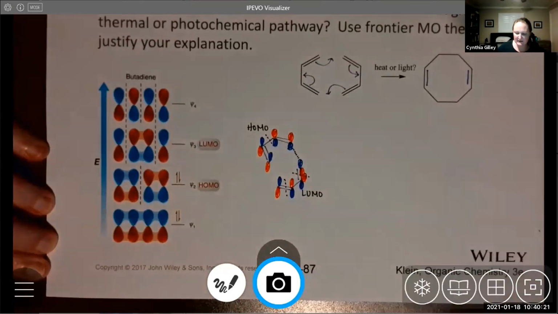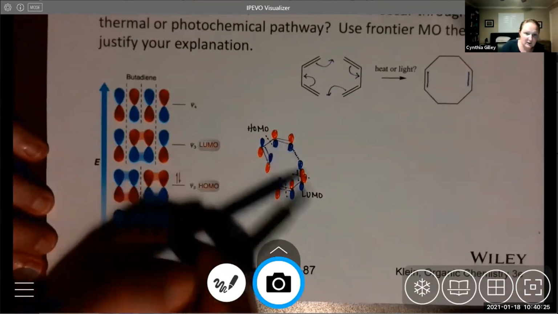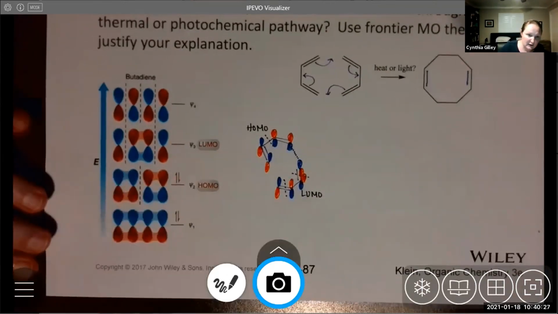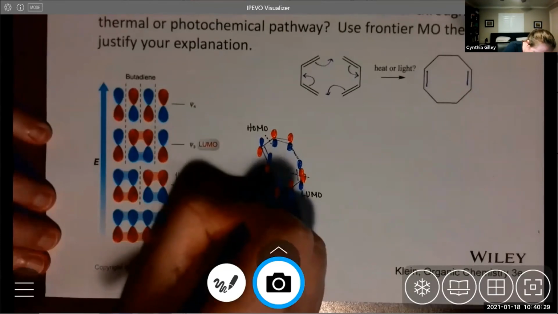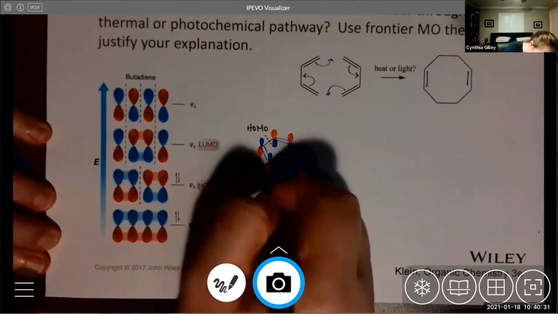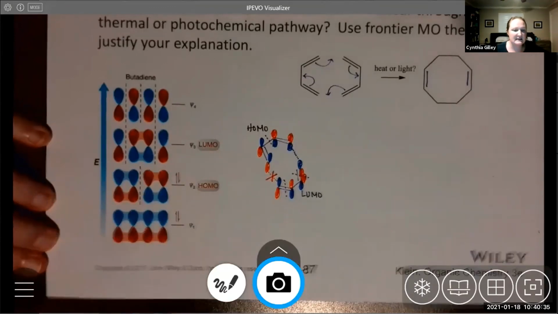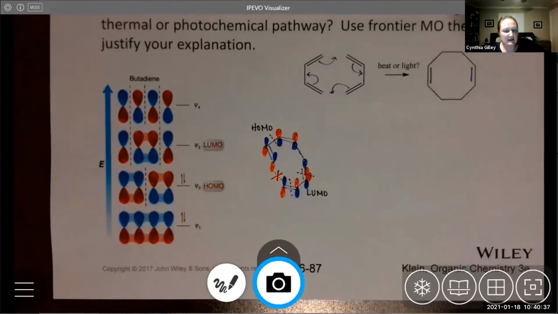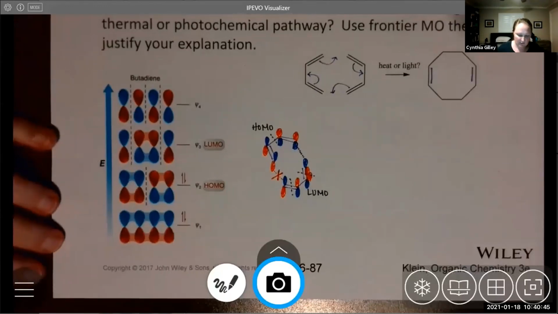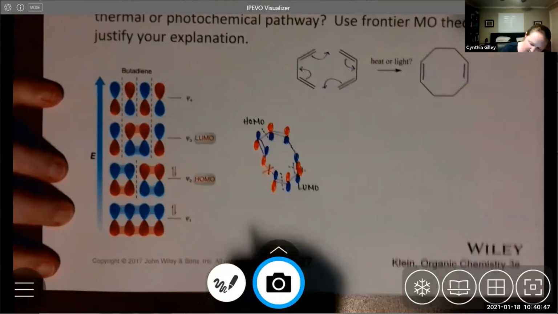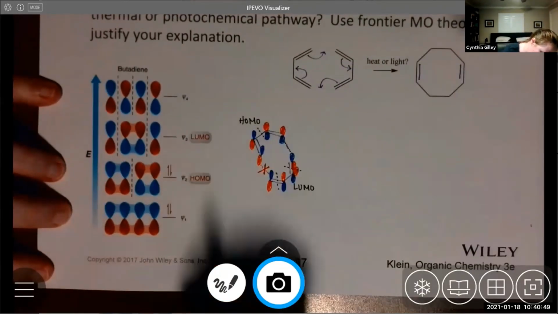What I found out is, although I do have nice alignment on one side, when I look for alignment on the other side, it doesn't work out. Blue cannot align with red. That is not constructive interference. That is destructive. It will not lead to a bond. So it does not work thermally, and we can just write not thermally allowed.